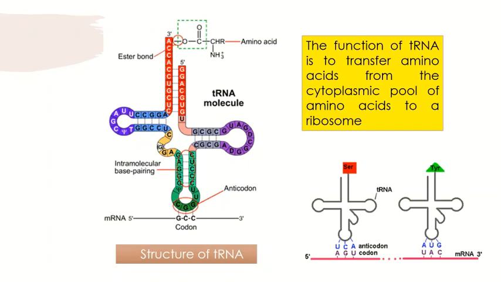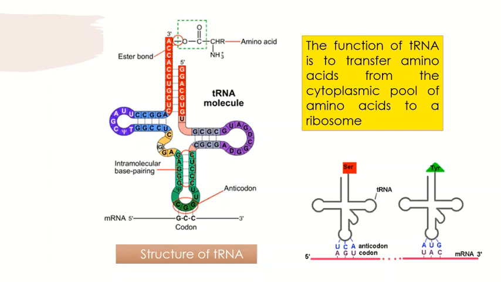Again, for the tyrosine, let's say you have a single mRNA wandering around with the UAC codon. If you look back at the codon table, UAC is the codon for tyrosine. So any tRNA carrying tyrosine will come and attach at the UAC on the mRNA.